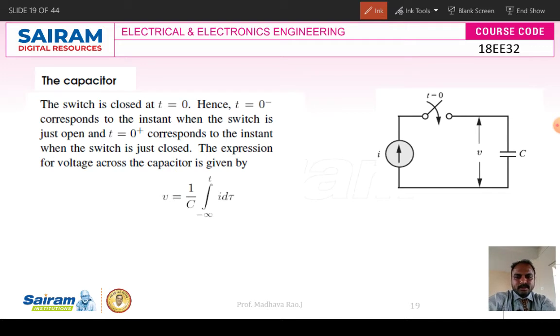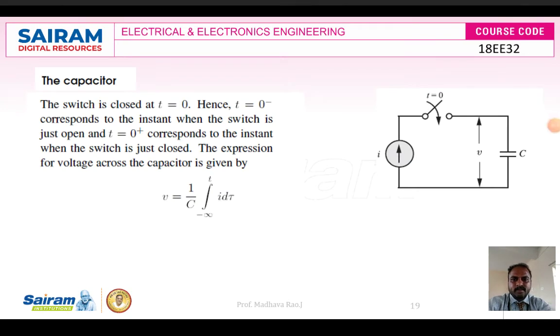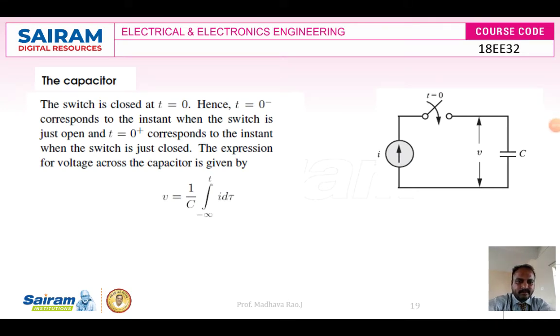closed. The expression for the voltage across the capacitor is V equal to 1 by C integral from minus infinity to t of I dt. This is the voltage equation for the capacitor. Now we will move to the initial and final condition and how we solve it.